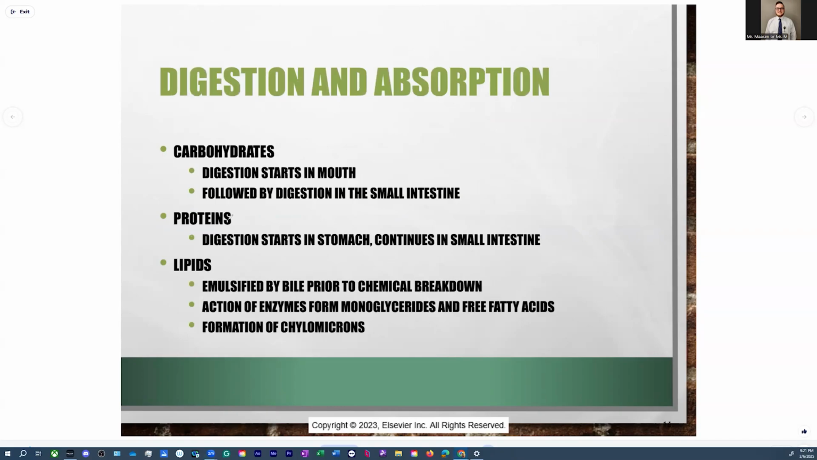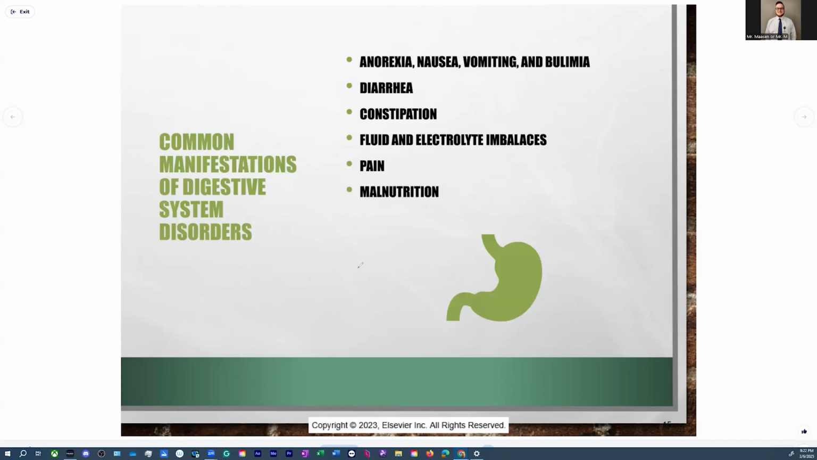So again, digestion, absorption, got to know these three. Carbs, we see this in the small intestine, digestion in the duodenum. We see this start in the mouth. Proteins, we mainly see start in the stomach and in the small intestine because of the duodenum, pancreatic juices. Lipids mostly get broken down in the small intestine by the enzymes of the pancreas and the bile. The emulsification is done by the bile that's made by the liver.